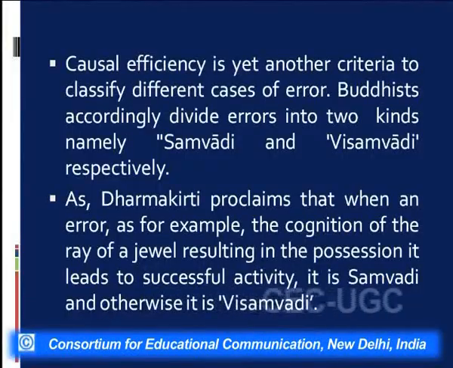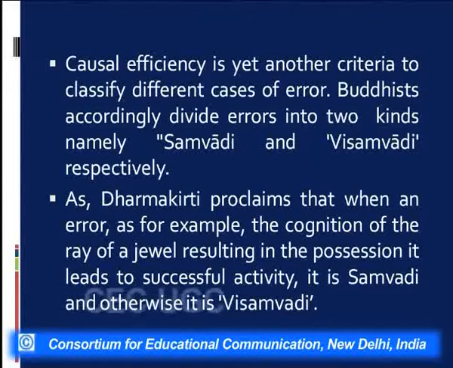Yet another way of classifying errors could be on the basis of causal efficiency. So, causal efficiency is yet another criterion to classify different cases of error. Buddhists accordingly divide errors into two kinds. And what are these two kinds? These two kinds are samvadi and visamvadi respectively.